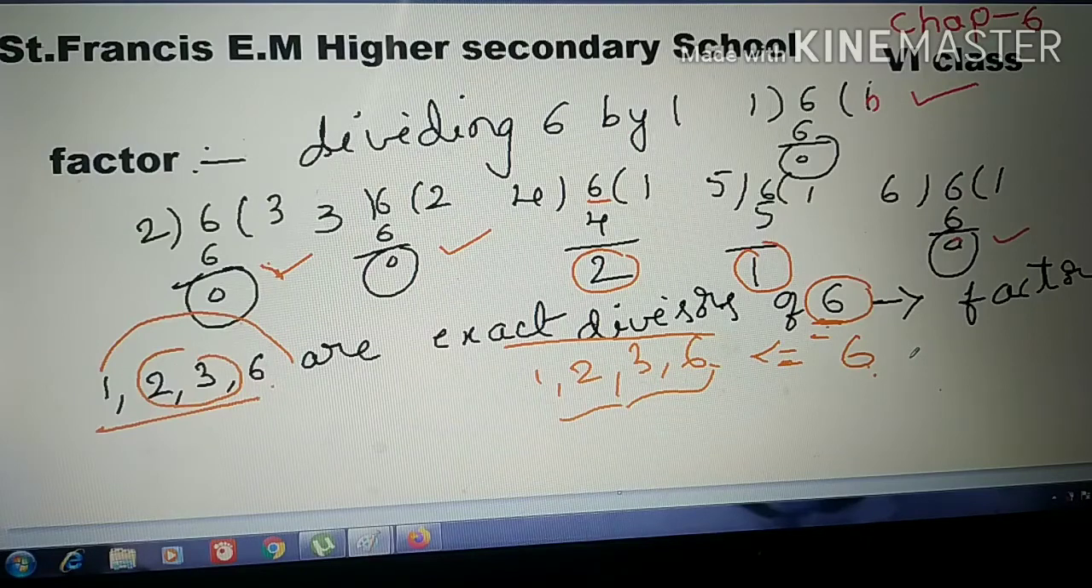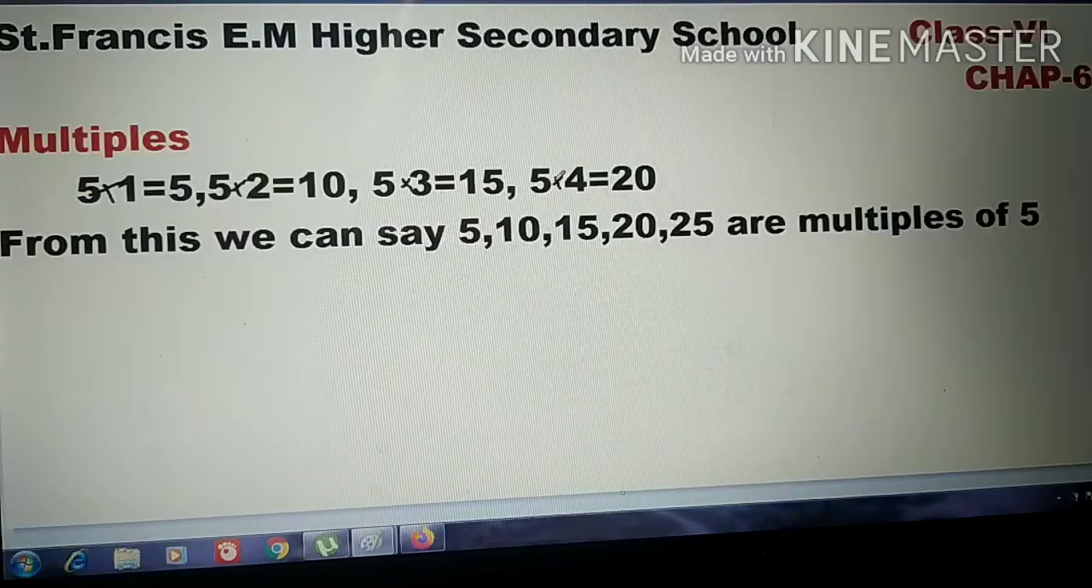And 1 is a factor of every number, and every number is a factor of itself also. The given number and 1 will always be factors of the given number. Understood? Now see, multiples.